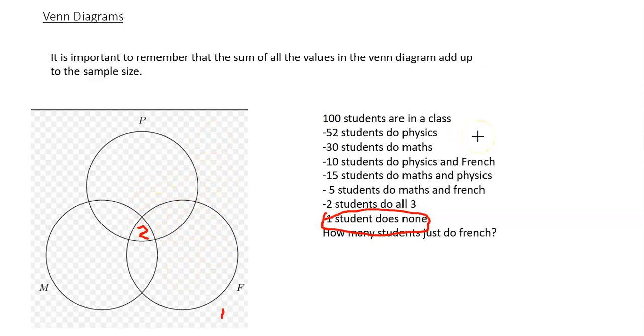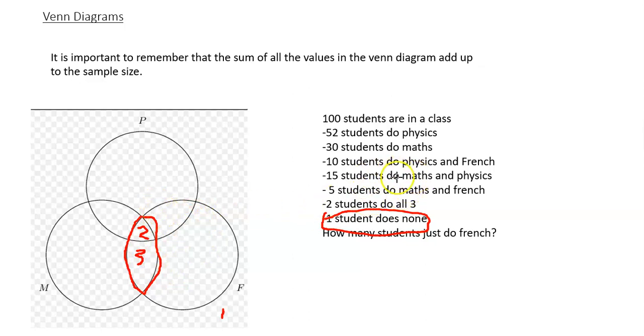Next thing is to move on to the other overlaps. So we have math and physics, physics and French, math and French. Let's first look at this. 5 students do math and French. The math and French is actually this whole big overlap over here, so we already have 2 students that do math and French. If we have 5 students in total that do math and French, we have to put 3 here, because we have to subtract the 2 from the 5.